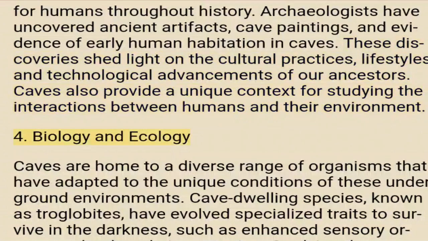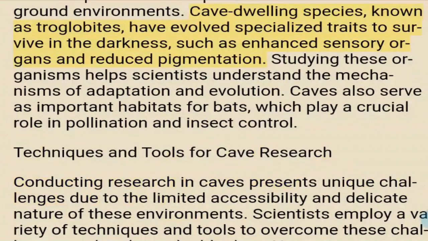4. Biology and ecology. Caves are home to a diverse range of organisms that have adapted to the unique conditions of these underground environments. Cave-dwelling species, known as troglobites, have evolved specialized traits to survive in the darkness, such as enhanced sensory organs and reduced pigmentation. Studying these organisms helps scientists understand the mechanisms of adaptation and evolution. Caves also serve as important habitats for bats, which play a crucial role in pollination and insect control.